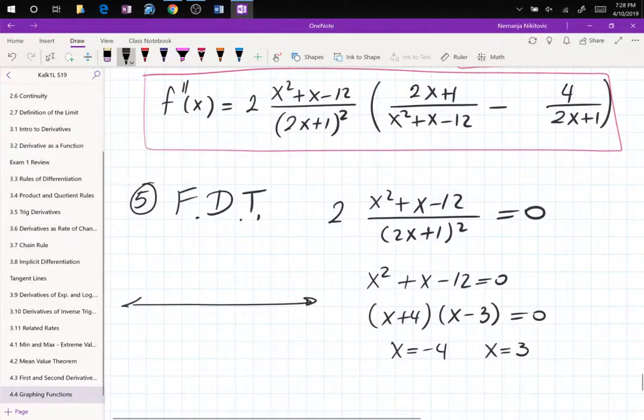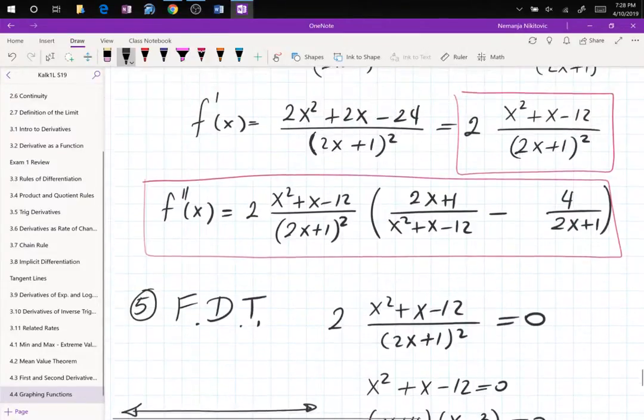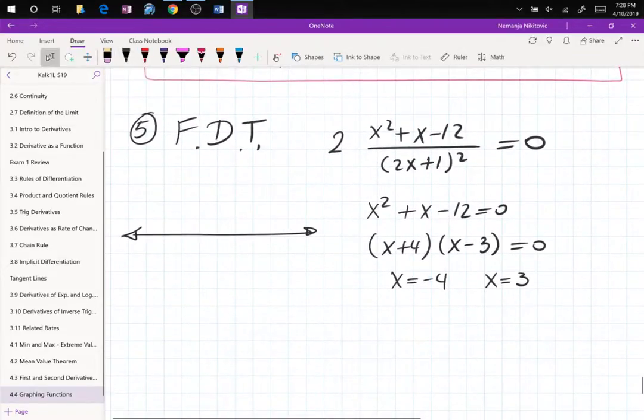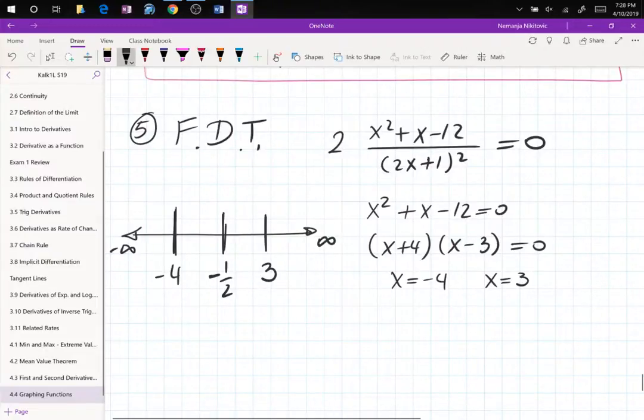Now, remember that I have a vertical asymptote. Where was my vertical asymptote? At negative 1/2. So I have partition at negative 4, partition at negative 1/2, partition at 3. From negative infinity to positive infinity. My test points, let's say negative 5, 0 as the easiest to compute, 1, and then 4.